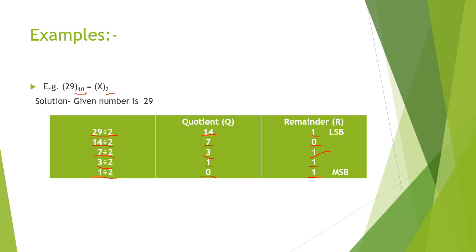Now, whenever we are converting this number 29 into binary, we have to take the remainders from the lower direction to the upwards direction. So the last remainder is taken as MSB and the first remainder is taken as LSB. So our number becomes 1 1 1 0 1.